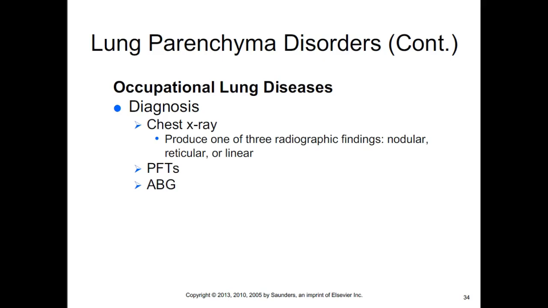right? So the nodular, reticular, or linear findings of the deposition of these different anthracoses or silicosis. Pulmonary function tests are very similar to restrictive lung disorders, as you saw in the previous chapter, chapter 22. I had a whole chart on those, so you might want to look through those, indicating some restrictive diseases. And then arterial blood gases are also going to show a low partial pressure of oxygen. You might see also hypercapnia.